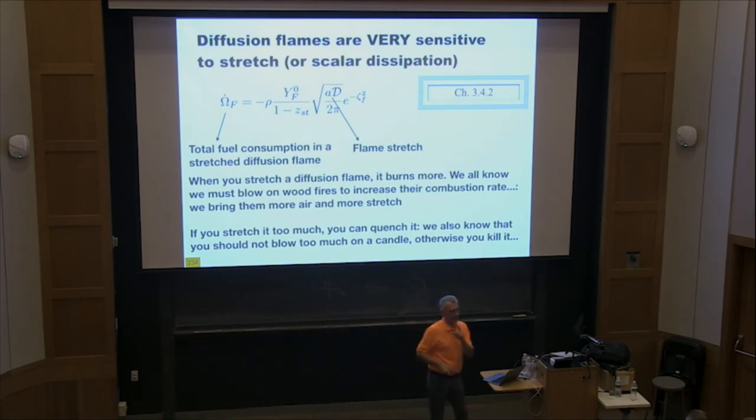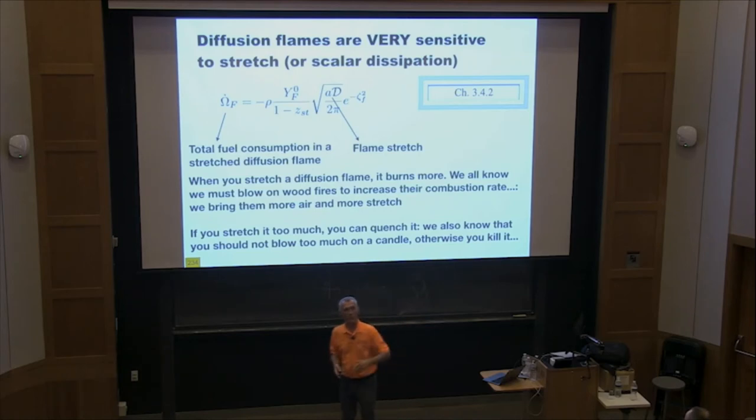Remember, we talked about laminar premixed flames a few minutes ago. I told you it was depending on the Lewis number, but it doesn't change much. When you stretch a premixed flame, it's almost quite the same. For diffusion flames, when you stretch it, it's changing a lot. And you know that actually. All of you doing barbecues, okay?